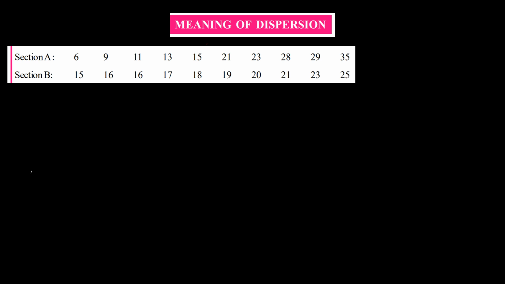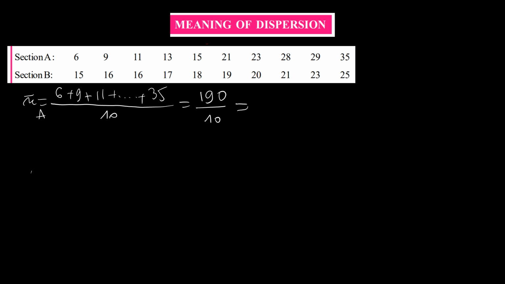So let's get started by calculating the mean of section A. X bar of section A is 6 plus 9 plus 11 plus till 35, divided by the number of the values, which is the number of scores, which is 10. So here the sum is 119 divided by 10. So here X bar of section A is 19. This is the X bar of section A.